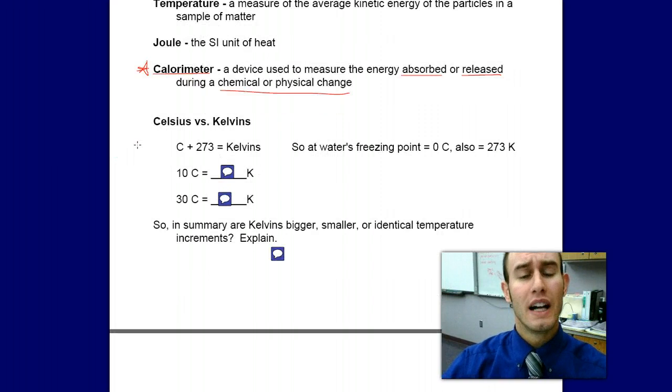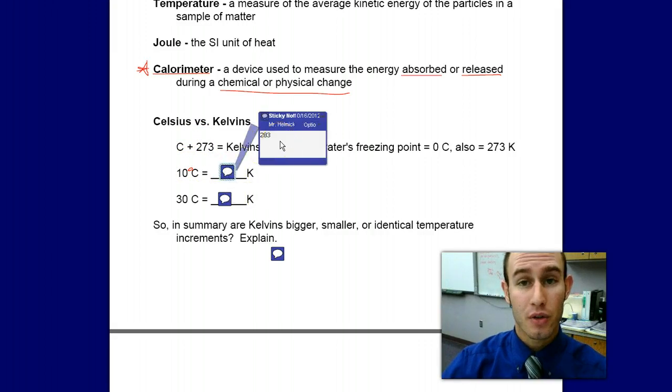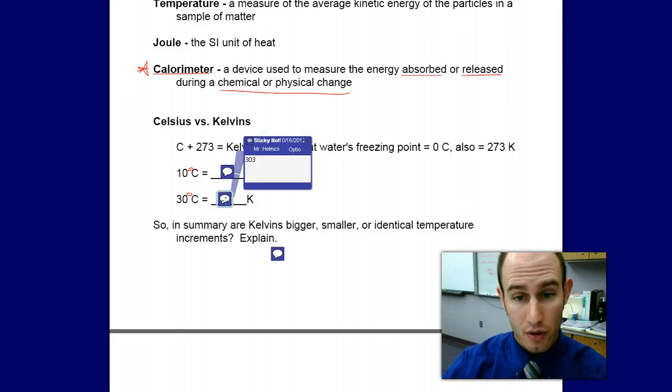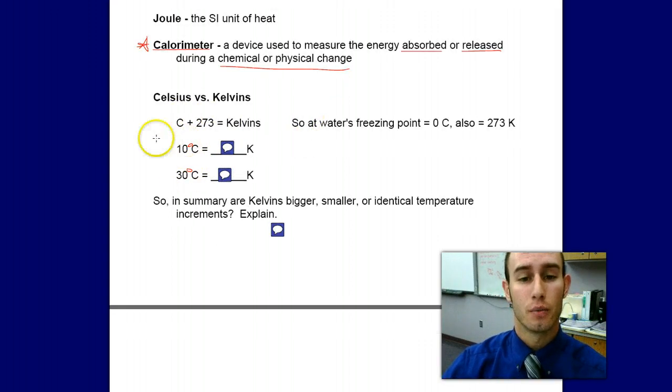Quick review, if you need it, for Celsius to Kelvin conversions. Remember, if we have 10 degrees Celsius, that converts to 283 Kelvin. We do not say the degree sign for Kelvin. 30 degrees Celsius converts to 303 Kelvin. We just add 273 to each one of those numbers. So that's a simple conversion that you need to know how to do.